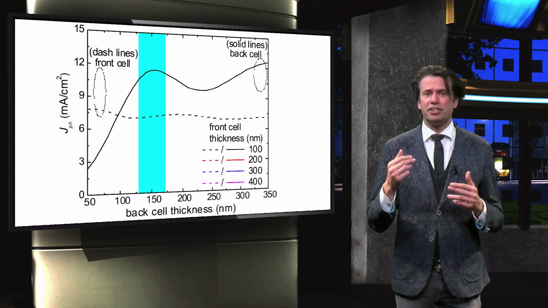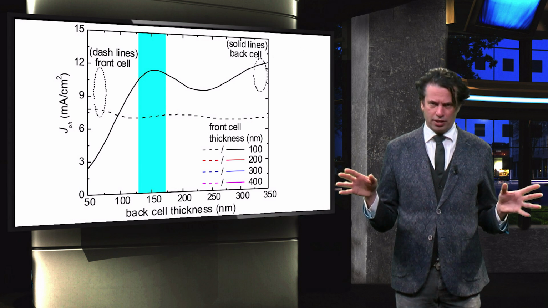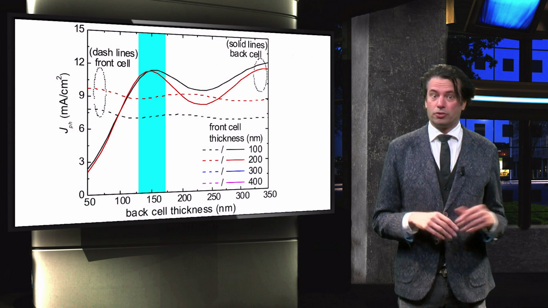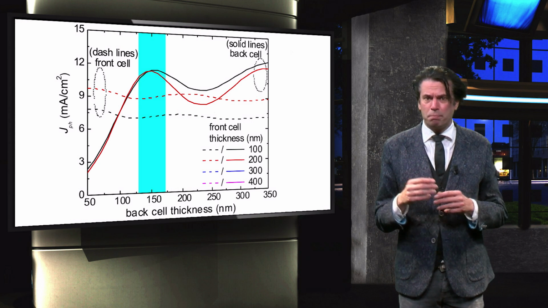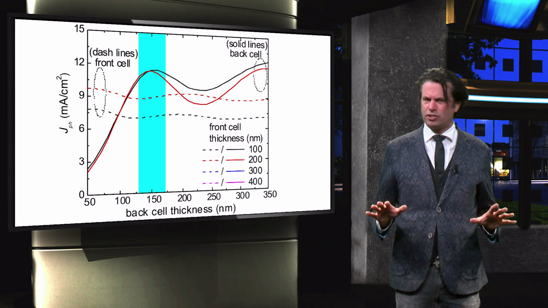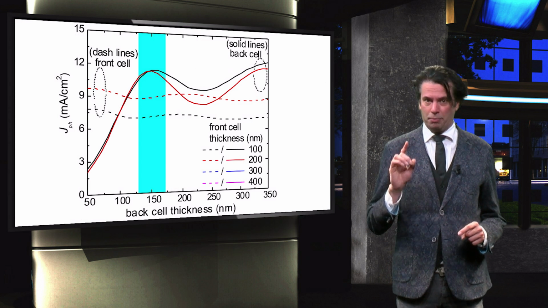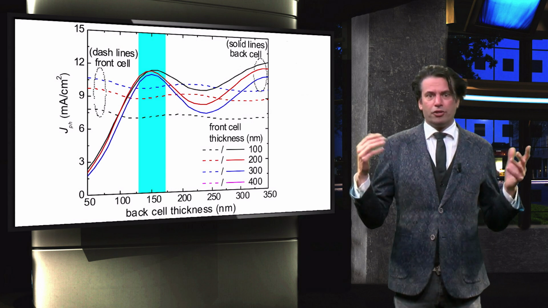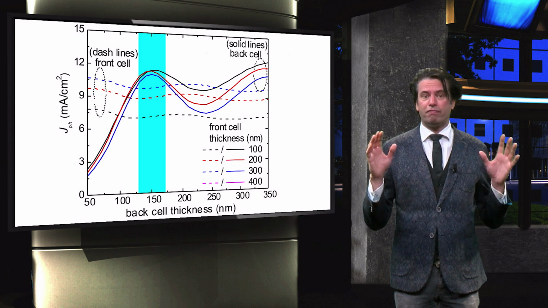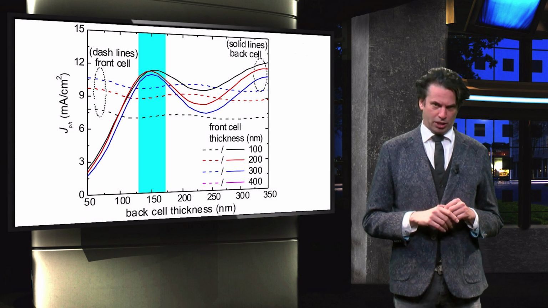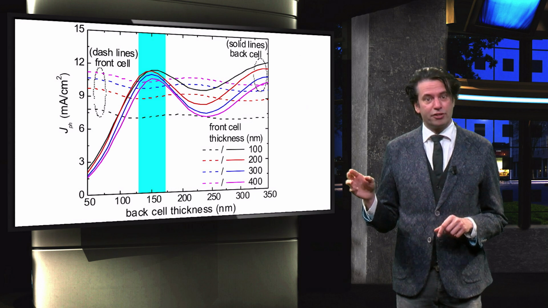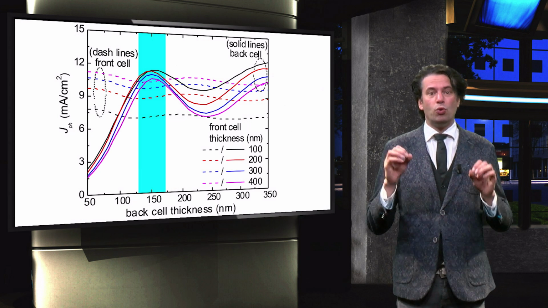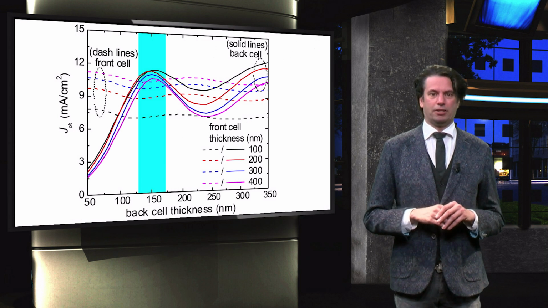Nevertheless, the top cell is current limiting if it has a thickness of 100 nanometers. The thickness of the top cell is now increased to 200 nanometers. The current density of the top cell increases while the wavelength dependence of the current density of the bottom cell remains the same. The top cell is still current limiting. Therefore, the thickness of the top cell is increased further to 300 nanometers. The current density of the top cell increases further without affecting the dependence of the current density of the bottom cell. If the thickness of the top cell is increased to 400 nanometers, we can see that a bottom cell of around 150 nanometers would result in a current matched tandem cell.